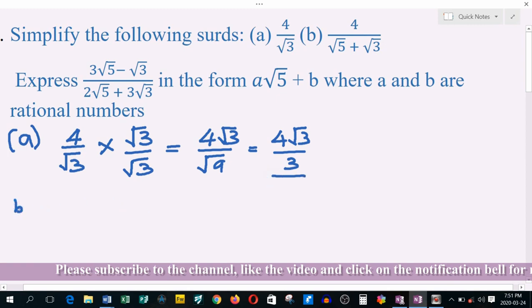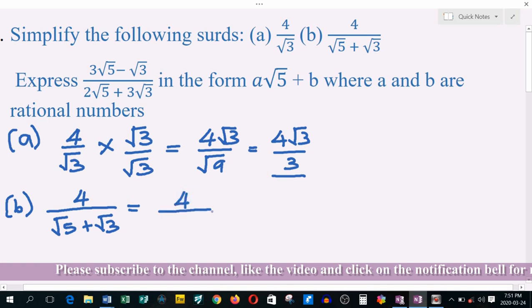B, we have 4 over root 5 plus root 3. In this particular case, we are going to multiply both the numerator and the denominator with the conjugate of the denominator. This is our rationalization.